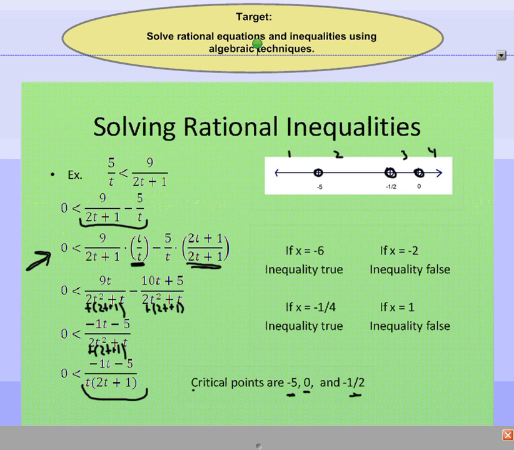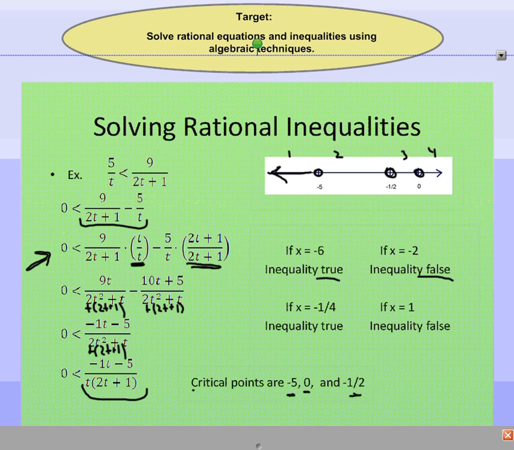Okay, we need to test these regions and decide the truth value of these. So you pick a number less than negative 5, like negative 6. You can take the time, plug it in, see whether it's true or false. In this case, it is true. Okay, we have negative 2. Negative 2 falls in region 2, in between negative 5 and negative 1/2. It's false. We do not shade that region.